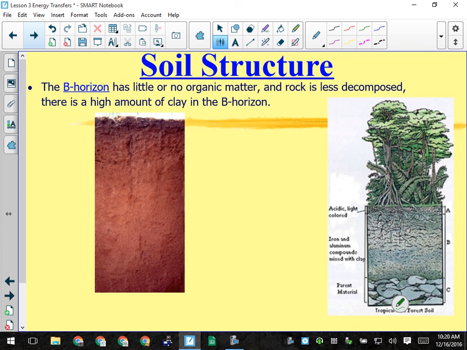Okay, B horizon is all clay. If you go out to PEI, they have the really red clayish soil, and that's what you can see here. This is a soil horizon from that area. It's very, very thin topsoil, and then lots of subsoil, lots of the red clay.